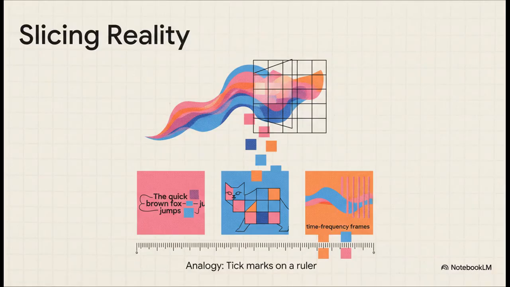And this slicing happens everywhere. We break language into words or parts of words called tokens. Images get turned into pixels. Audio becomes tiny frames of sound. But here's the crucial thing to remember. These tokens are not reality. They're just measurement points, kind of like the tick marks on a ruler. They help us measure the world, but they aren't the world itself.